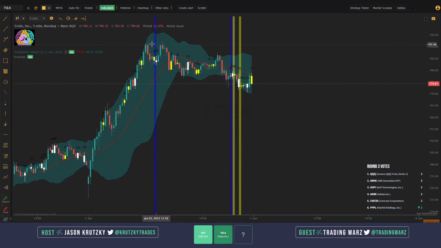And the way that I do that is just by looking at these wicks. That's how I determine where my trigger levels are going to be, because I know those wicks can have stop losses attached to them. And I'll be looking for that breakout.